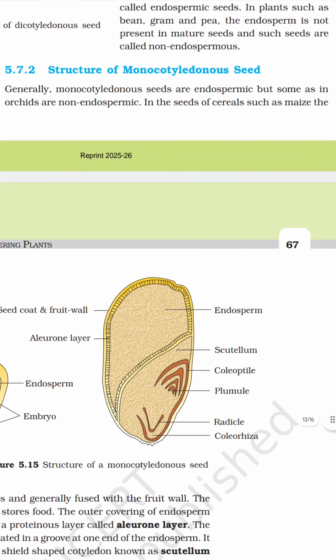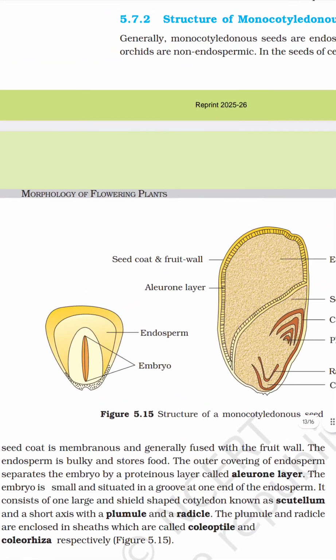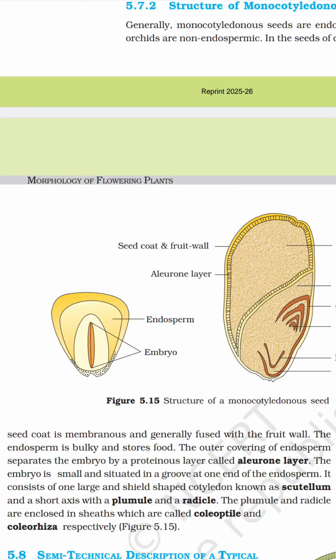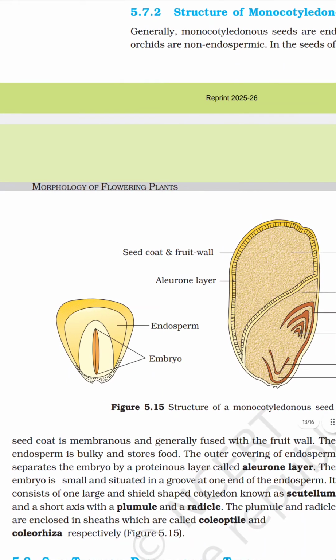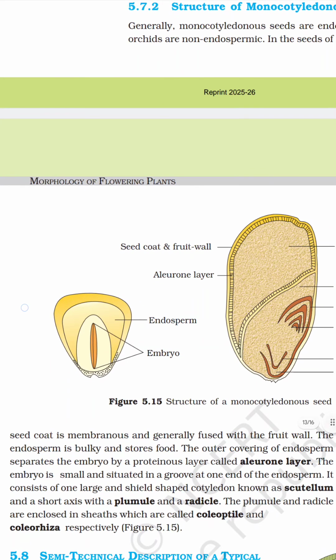In seeds of cereals such as maize, the seed coat is membranous and generally fused with the fruit wall. The endosperm is bulky and stores food material. The outer covering of the endosperm separates the embryo. The proteinaceous layer is the aleurone layer, and the embryo is small and situated in a groove at one end. It consists of a very large shield shaped cotyledon known as the scutellum. The short axis has a plumule and a radicle. The plumule and radicle are enclosed in sheaths known as the coleoptile and coleorhiza.